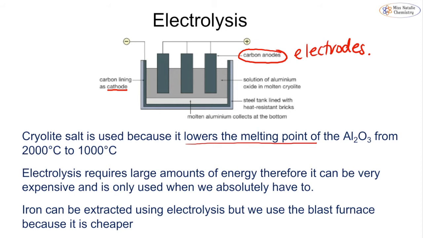And what you can see happening is the solution, which is your aluminium oxide and your molten cryolite, will undergo the electrolysis, and then we get our molten aluminium being collected at the bottom here. And then after the reaction happens, we can then separate the two and get our molten aluminium, which we can then cool down and use for various different uses.